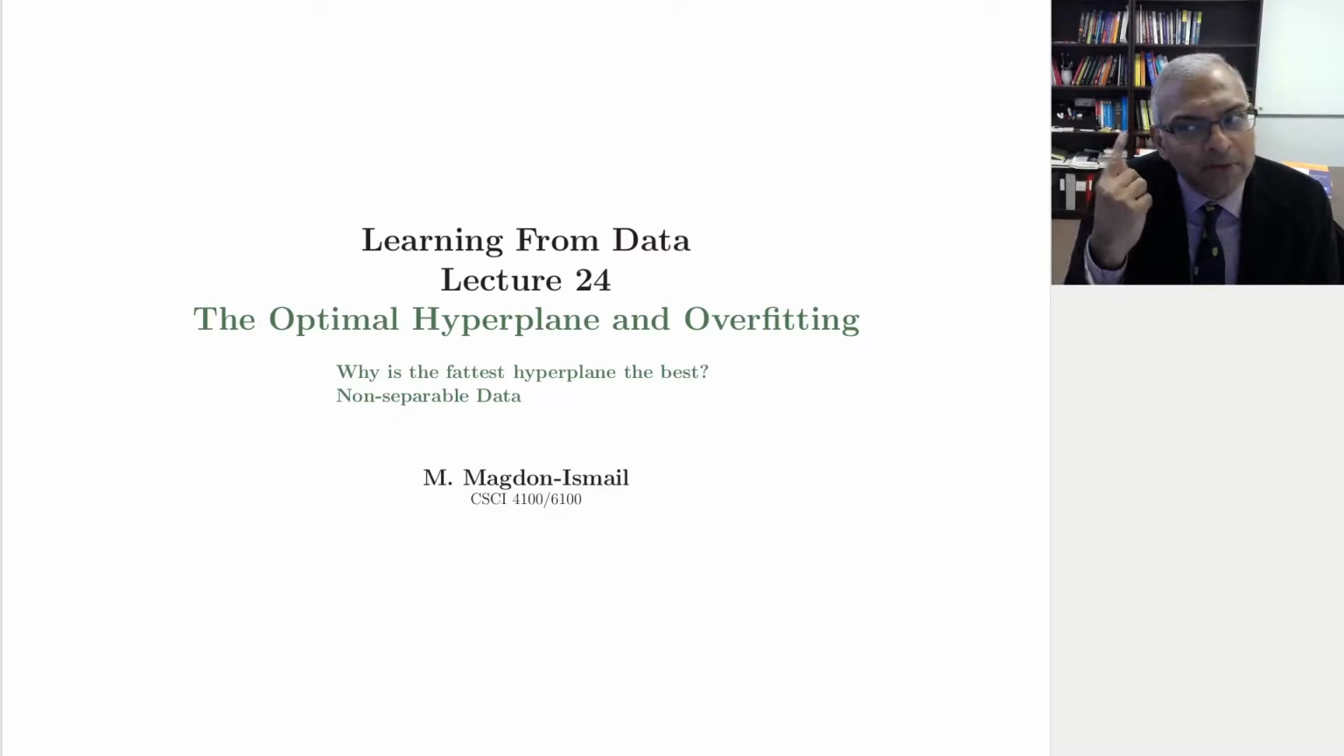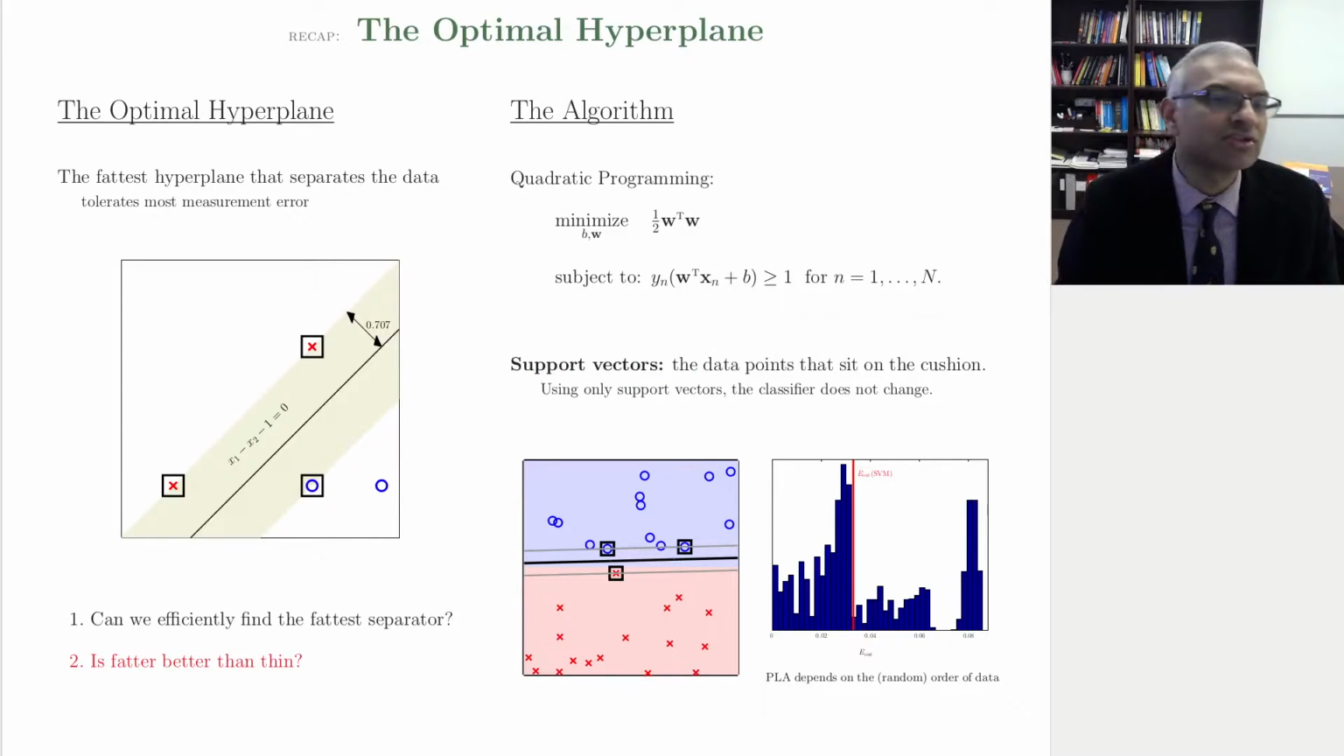Now, quick recap of what we did last time. So we introduced this concept of the optimal or the fattest hyperplane. And here's a toy example with 4 data points, two red X's, 2 blue O's. And this fattest hyperplane has a maximum width, a maximum margin, and that's illustrated in yellow. And we showed how to solve this specific problem by hand.